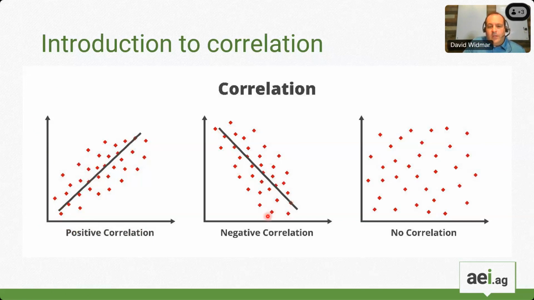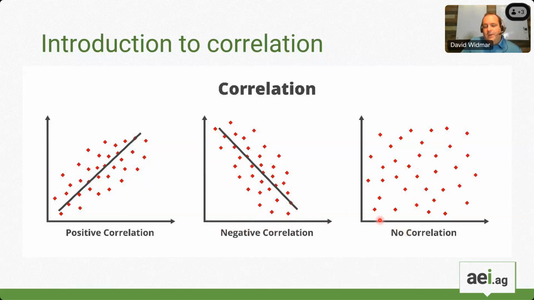Now, on the other hand, we have things that are negatively correlated. So maybe over here we have temperatures and number of people ice skating, right? So as temperature goes up, the number of people ice skating is going to go down. We would expect that over time. And then this might have a correlation between 0 and negative 1.